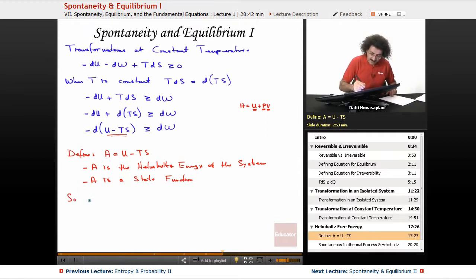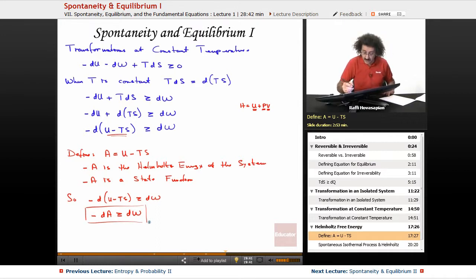So we have minus d of this U minus Ts greater than or equal to dw. We said that A is equal to the U minus Ts, so we can write minus d of A greater than or equal to dw. There you go. Or, upon integration, if I integrate this, I end up with minus delta A is greater than or equal to W. Again, it's not delta W, it's W. Under conditions of constant temperature, the work in a given process, for a spontaneous isothermal process, the work done during that process is going to be less than or equal to the decrease in the Helmholtz energy. That's what this is saying.